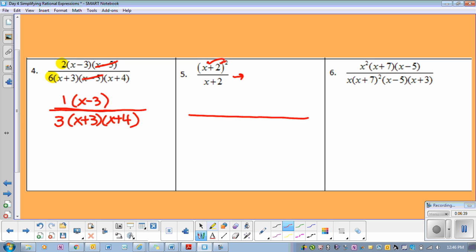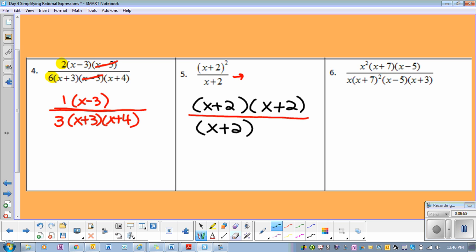Because there's a plus 2, it only goes to the 2. What this means is you really have 2 x plus 2's in your numerator. You see that? You had x plus 2 in parentheses squared. That means you have 2 parentheses.